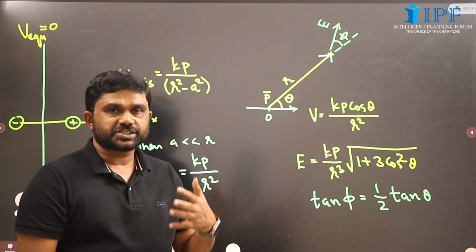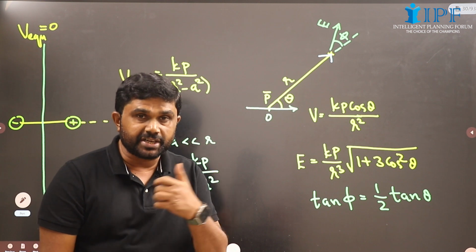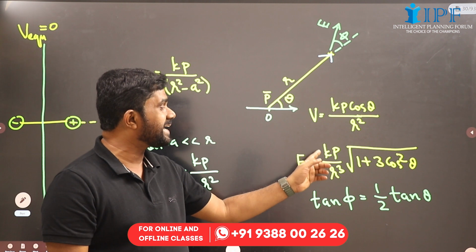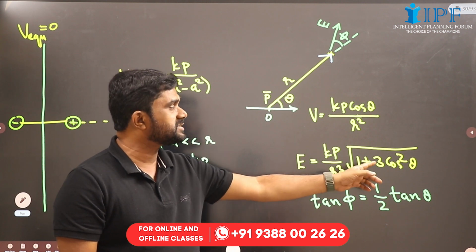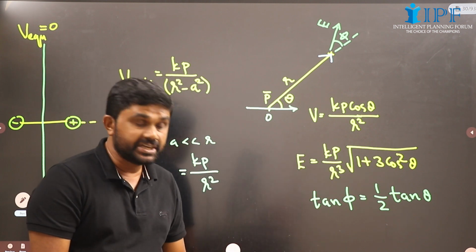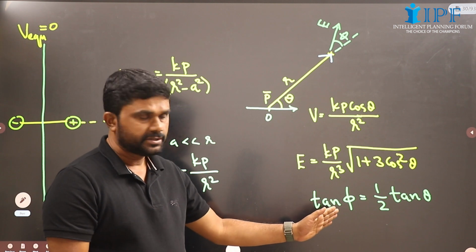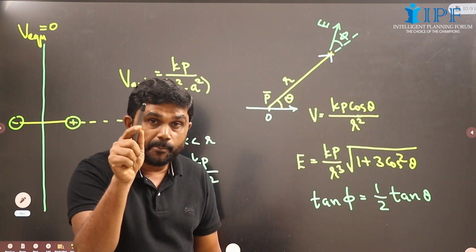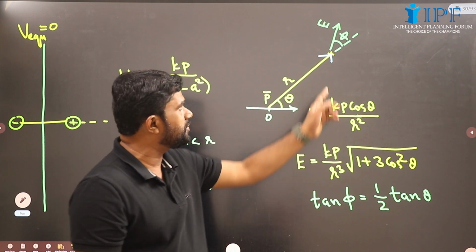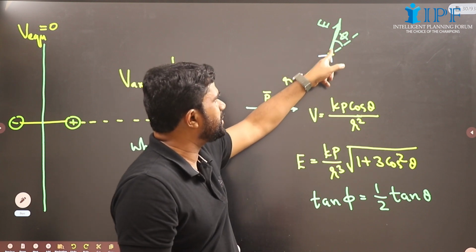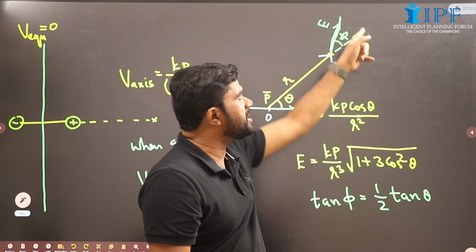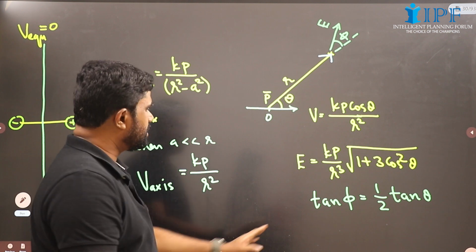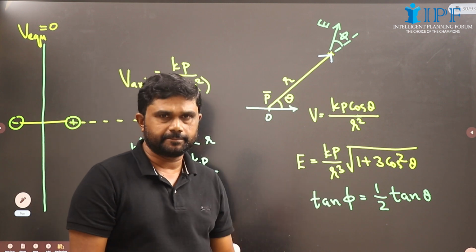Now let's find the expression for the electric field intensity. Okay, at this position, see E equals Kp by r cube times square root of 1 plus 3 cos square theta, and the direction is given by tan phi equal to half tan theta, where phi is the angle made by the resultant intensity of electric field. This is the resultant intensity of electric field with the position vector, that is phi. Okay, and see that tan phi equal to half tan theta, right?